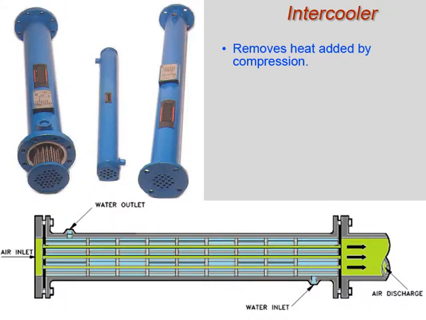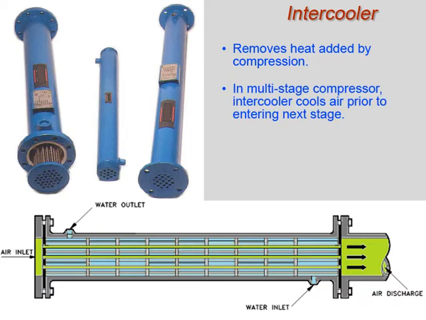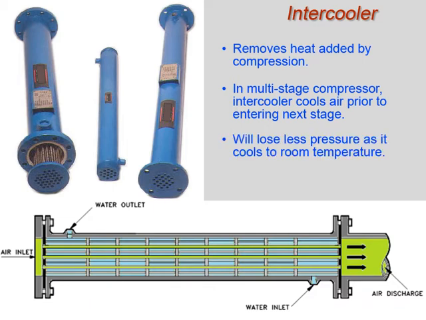When air is compressed, both its pressure and temperature increase. In a 2 or more stage air compressor, we can improve the performance of the second stage by cooling the air leaving the first stage. By supplying the second stage with cooler air, we get a lower second stage discharge temperature. This lower final discharge temperature means that the compressed air will lose less pressure as it cools to room temperature, since it experiences a smaller temperature drop.